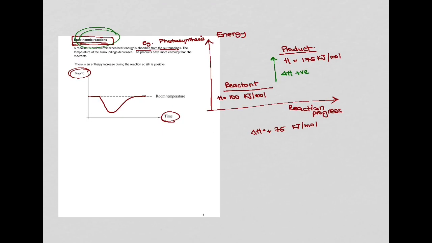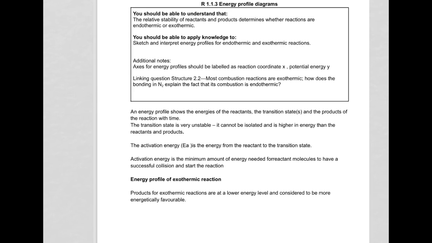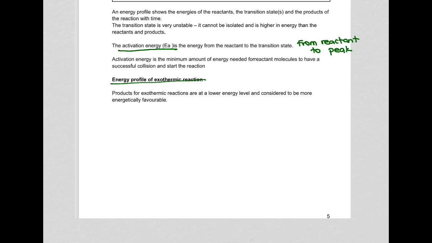Let us now see how we draw energy profile diagrams. This is an energy level diagram, so you can only see the levels of the energies. In an energy profile diagram, you will have the reaction coordinate, or the reaction progress, on the x-axis, and on the y-axis you're going to have potential energy or energy. You will also need to include activation energy, which is the energy from the reactant to the transition state. So it's always from the reactant to the peak. Let's see the energy profile diagram for an exothermic reaction.